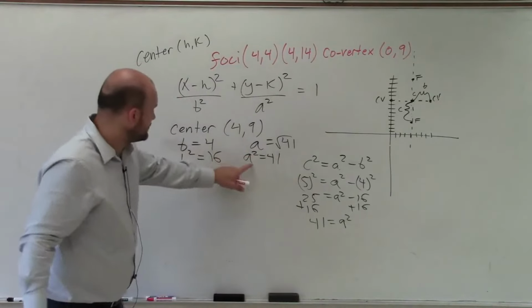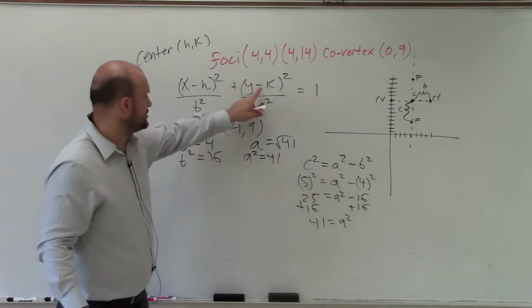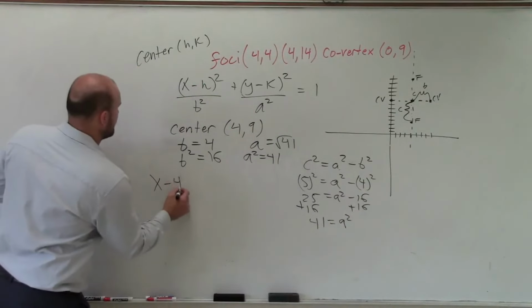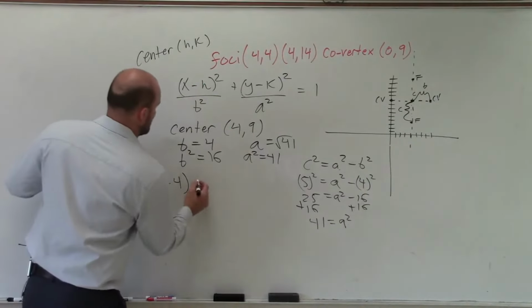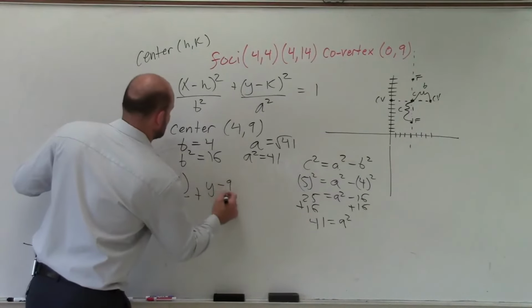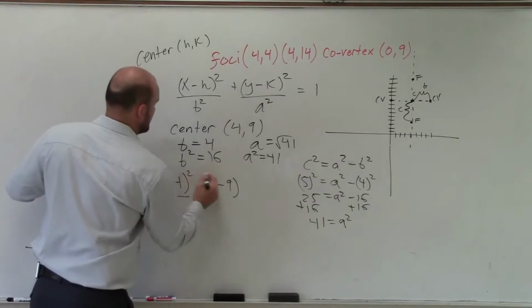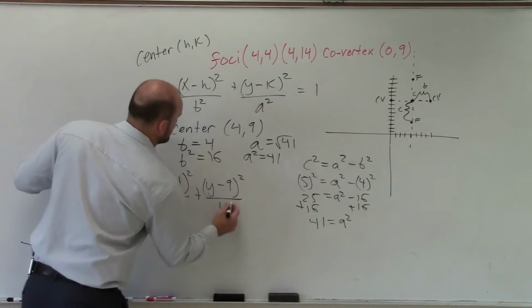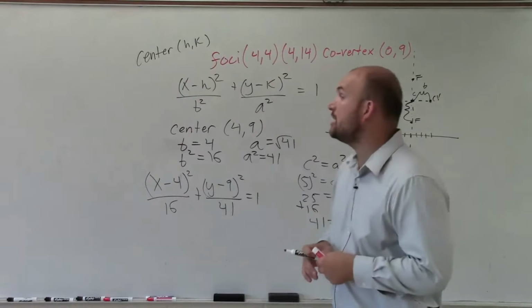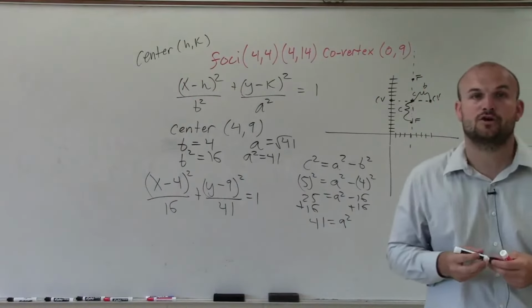So now we know what a squared is, b squared is, and our h and our k, which is our center, we can now write the equation, which would be x minus 4, divided by 16, plus y minus 9, oh, I'm sorry, these are all squared, divided by 41 equals 1. So there you go, ladies and gentlemen. That is how you write the equation of an ellipse given your foci and a covertex.